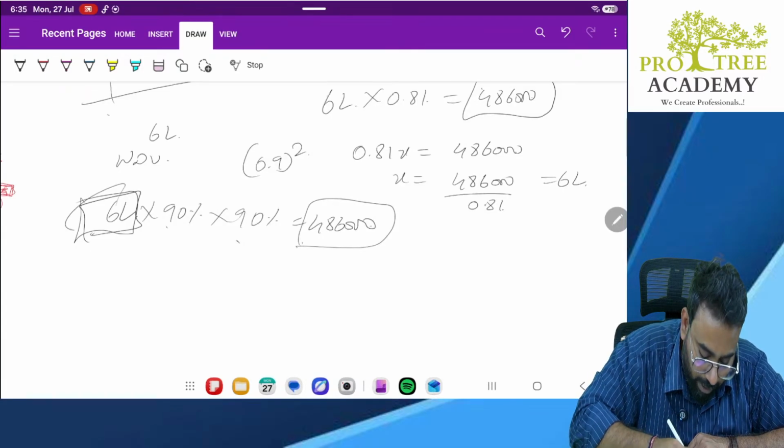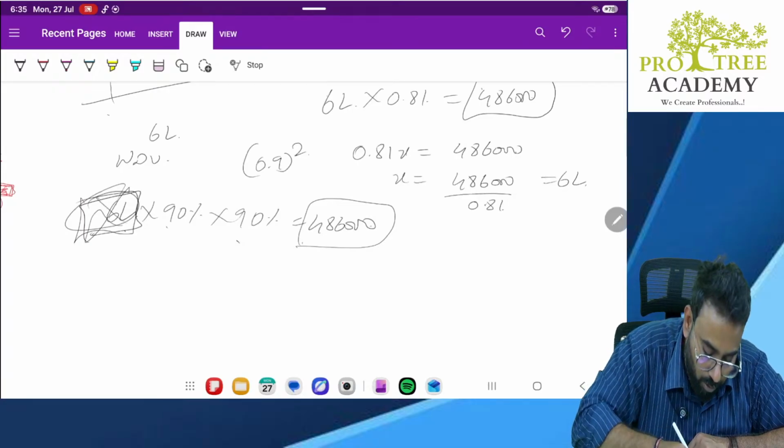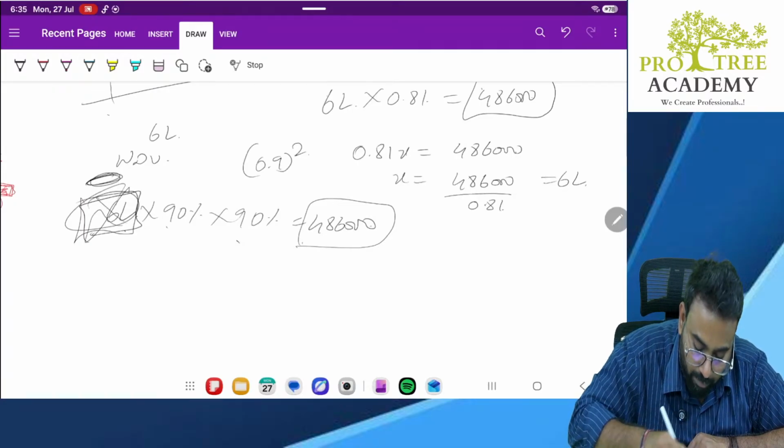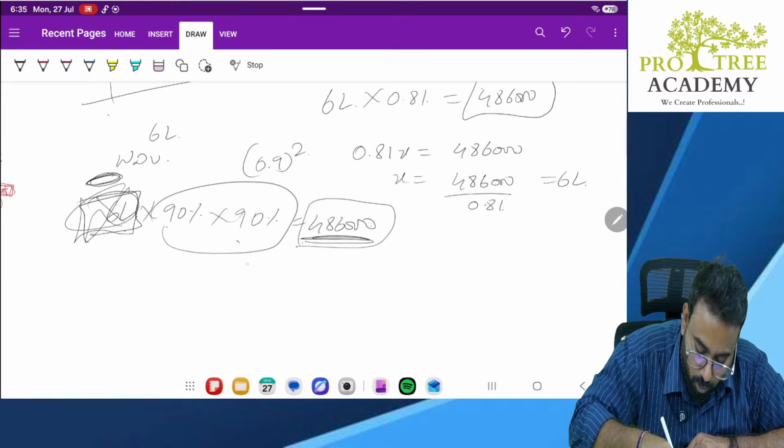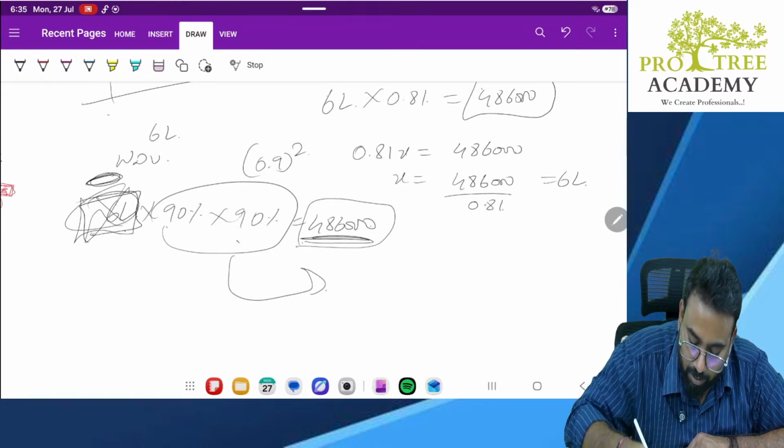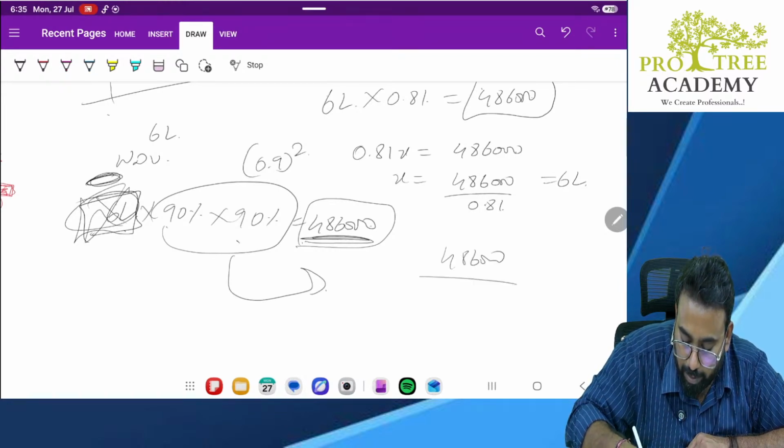Yes. But we don't have this. What to do? We don't know this, right? But we have this. So you take these two items to the right hand side. It will automatically become 4,86,000 divided by 90% into 90%. That is nothing but 4,86,000 divided by 90% whole square.